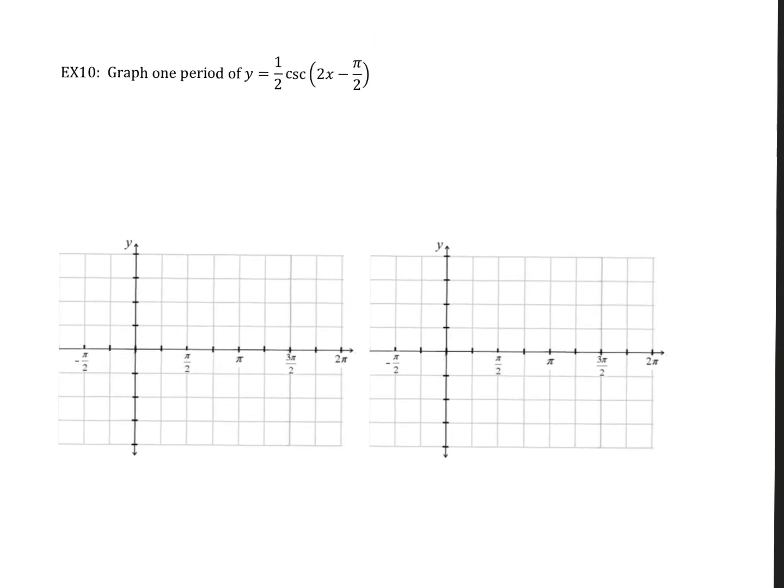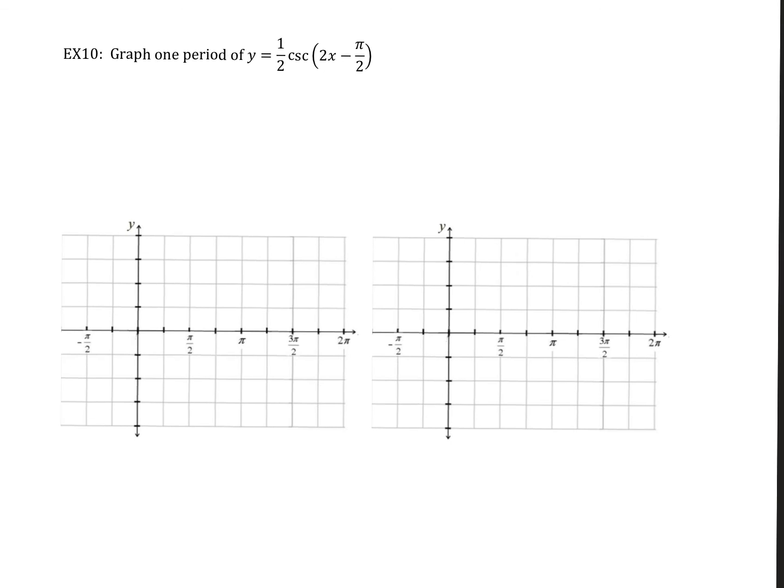Now here we have graphing one period of y equals half cosecant 2x minus pi over 2. So first off, before we start this, what is our parent graph? Well, our parent graph is cosecant. So I'll write that down. So y equals cosecant of x or t. So that's our parent graph.